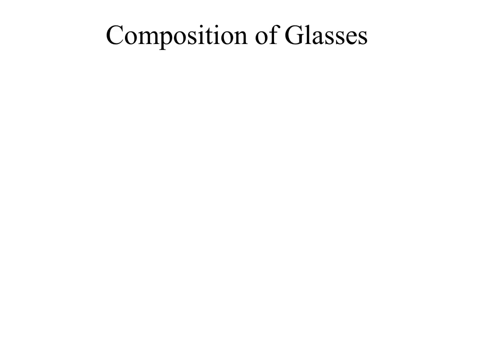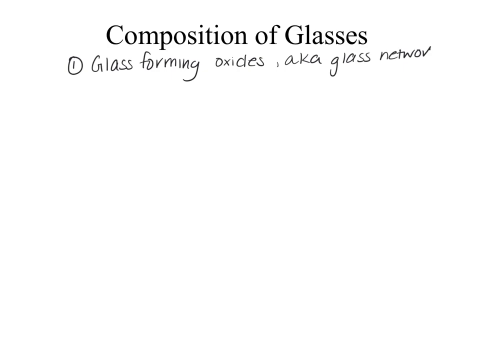So this slide is titled The Composition of Glasses. And basically what this means is that glasses can be composed of lots of different oxides that can affect the properties. And we break these into 4 categories here. The first category is glass forming oxides. These are also known as glass network or acidic oxides.